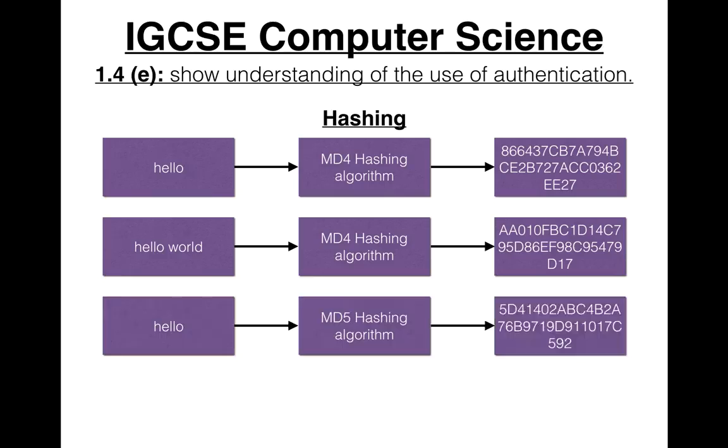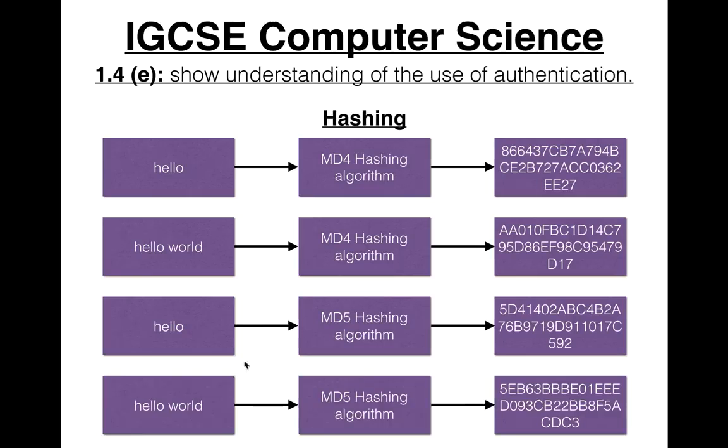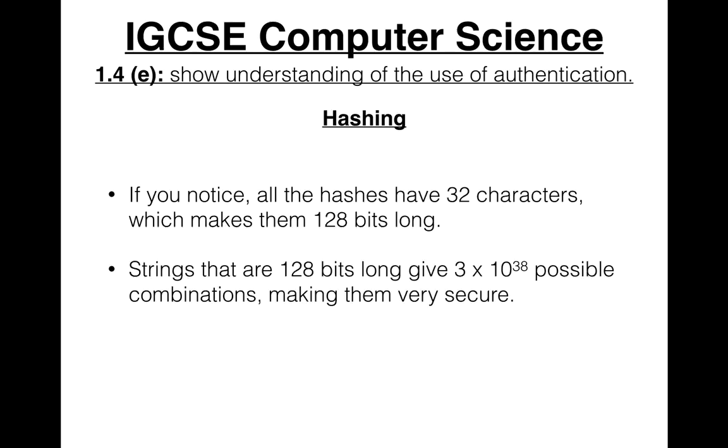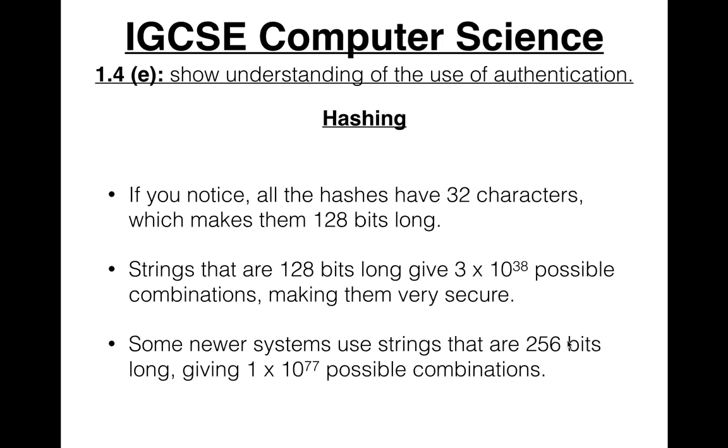There's also the MD5 hashing algorithm, but this is just to show you that hashing is a really complex process. If you notice, all the hashes have 32 characters, and this makes them 128 bits long. Strings that are 128 bits long give 3 times 10 to the power of 38 possible combinations, making them very secure. Some newer systems use strings that are 256 bits long, giving 1 times 10 to the power of 77 possible combinations.